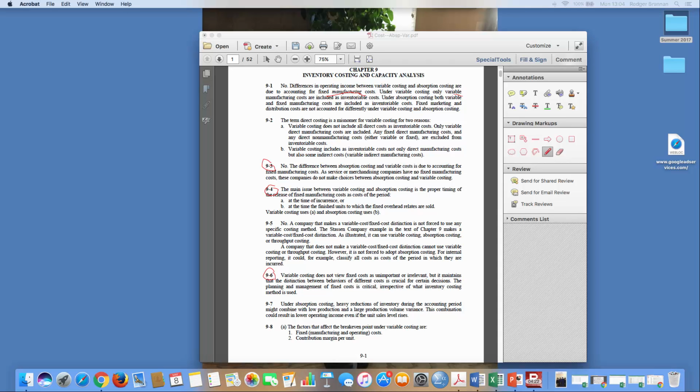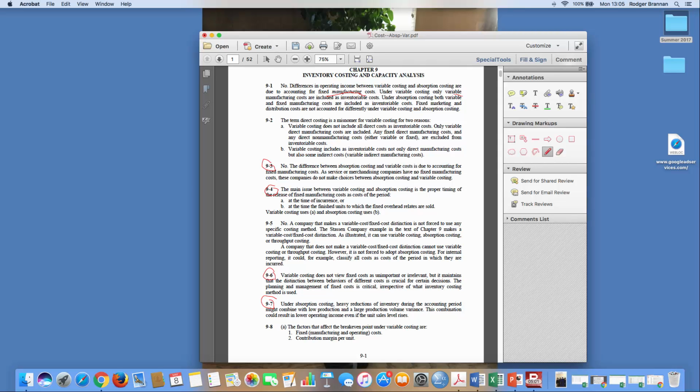Now, one of the real problems under absorption costing is that it is subject to manipulation. It's subject to manipulation because I can increase my operating income by increasing my production. What I mean by that is that if I increase my production, I spread those fixed manufacturing costs over a greater number of units of production. And if I don't sell them, part of that fixed manufacturing cost stays in the ending inventory of my finished goods, and part of it goes into cost of goods sold. So one way that I can try to hold some of that back is to overproduce.